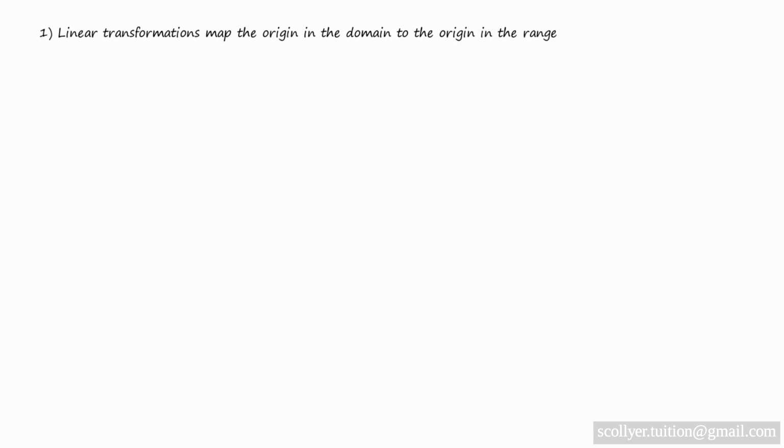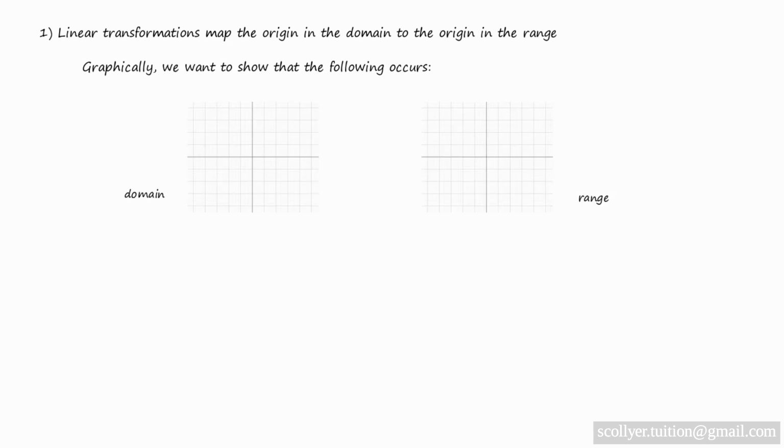So first, we demonstrate that linear transformations map the origin in the domain to the origin in the range. Graphically, we want to show the following. The origin in the domain is mapped by a linear transformation T to the origin in the range, so that 0 in the range equals T of 0.